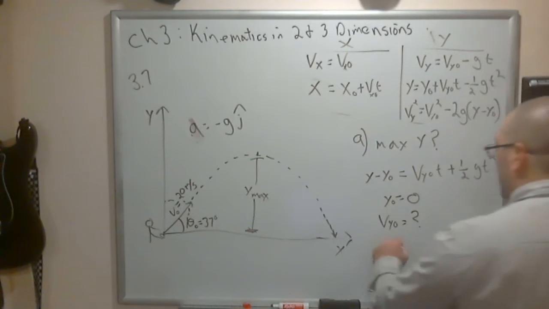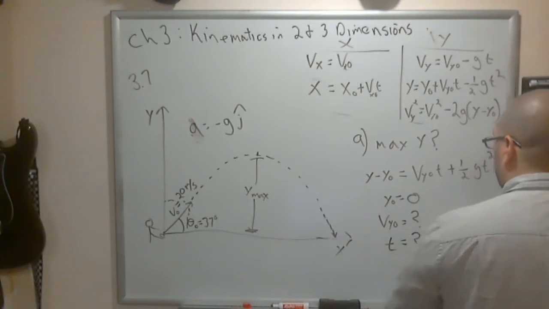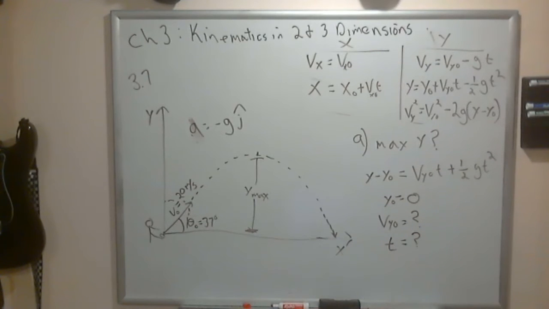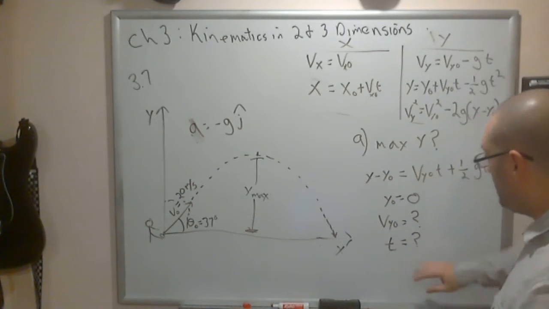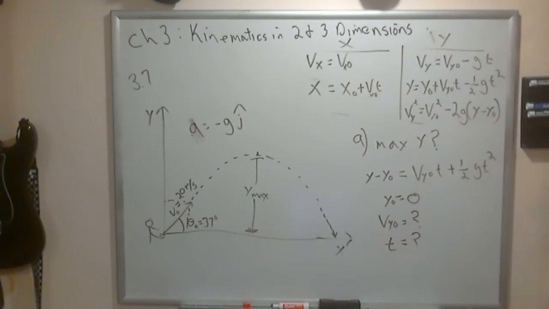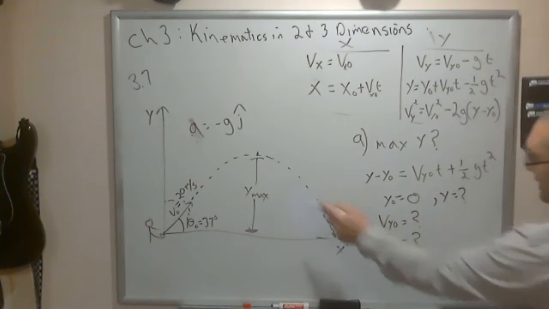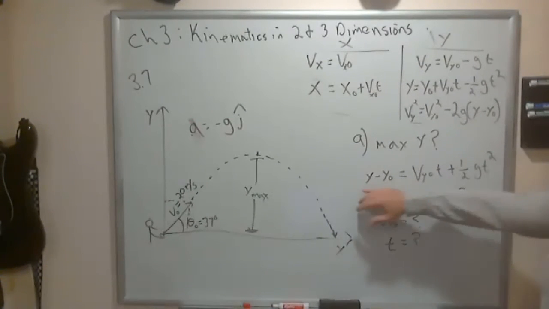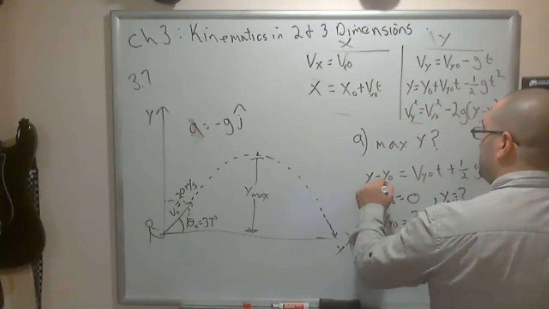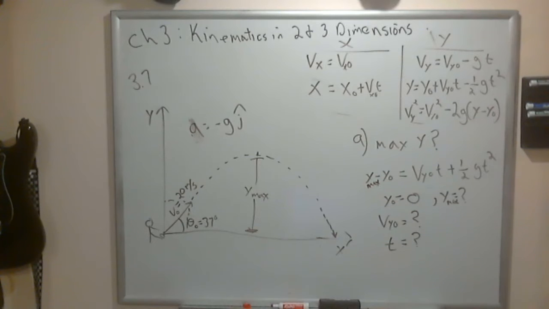What else do we know? Do we know t? No, right? Let's see what else. So we don't know t, and we don't know v naught y, right? So we need to find t. So we have 3 unknowns, right? And then we don't know y, or y max at this position, and we'll just use y max here. I'll just write y max. Okay? So we need 2 other equations.